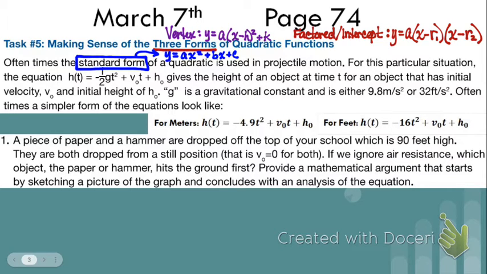All right. We're going to focus on standard form for right now. For this particular situation that we're talking about, we're using this version of standard form.